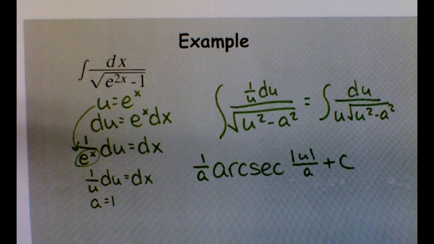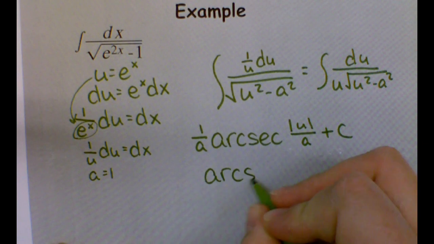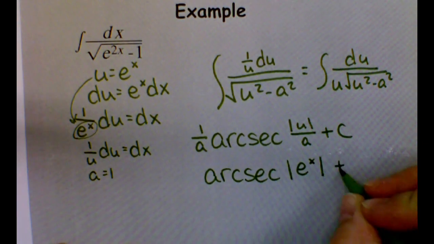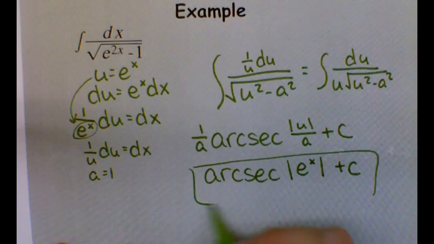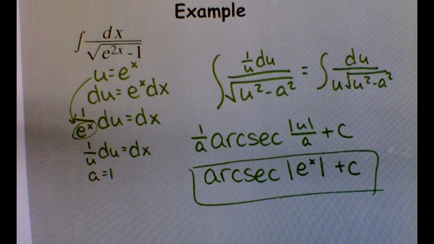a is 1 though, so we just really plug back in u. Arcsecant of the absolute value of e to the x power plus c. In this case, these absolute values are not necessary because e to the x power is always positive.